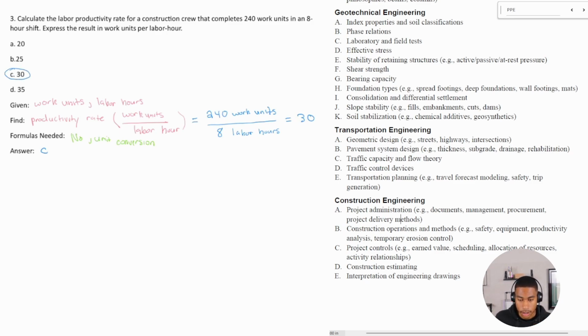All right, so that concludes this section, the construction operations and methods section of construction engineering. In the next video, we're going to be looking at project controls.